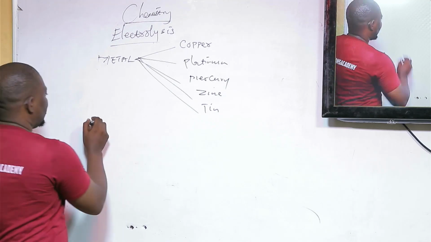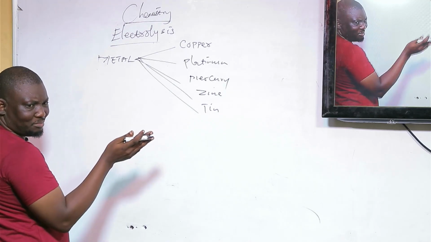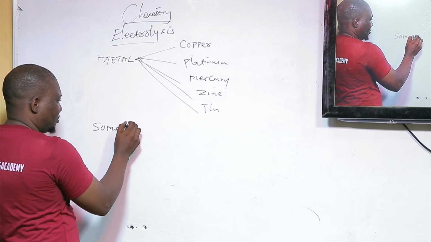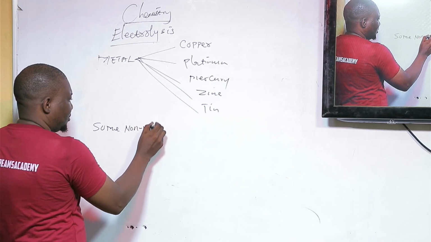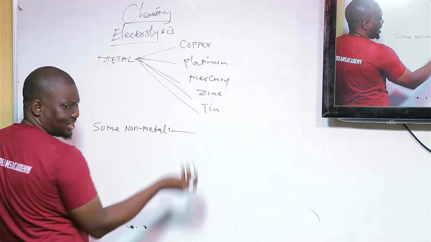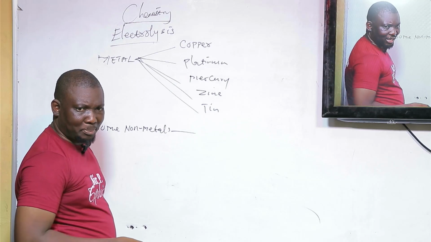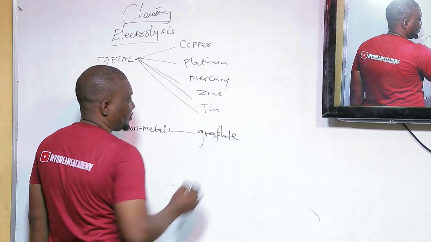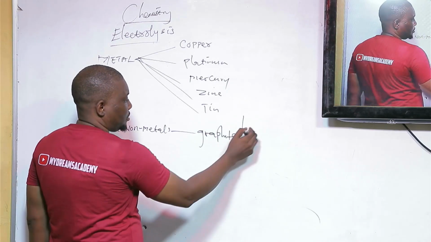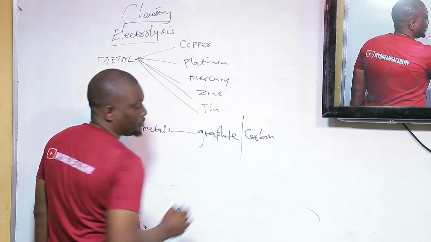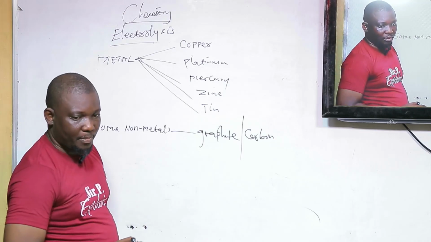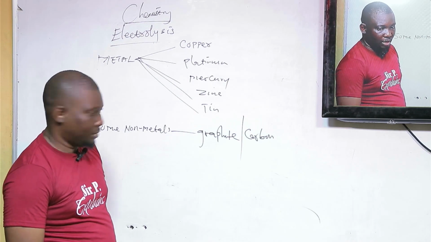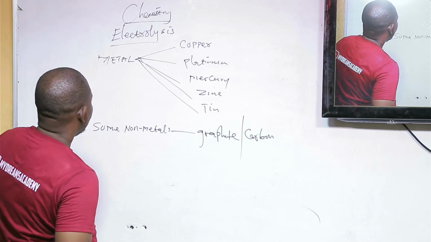An electrode can also be some non-metal. Just some non-metals. I think you have only one non-metal that is being represented there, which is graphite, or carbon. Graphite is one form of carbon, an allotrope of carbon. Are you with me now? And then, these are the main things.